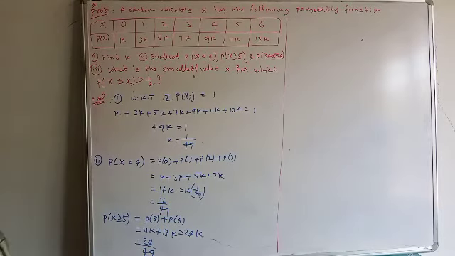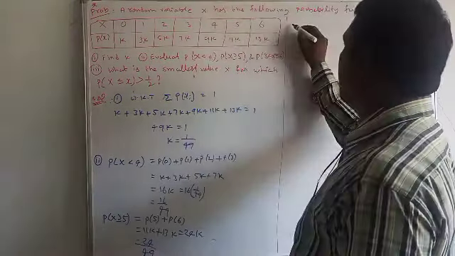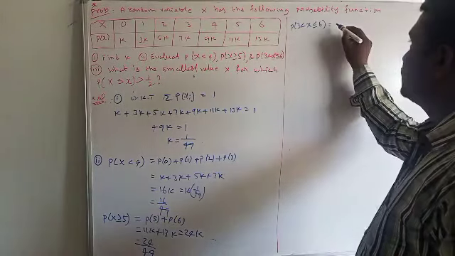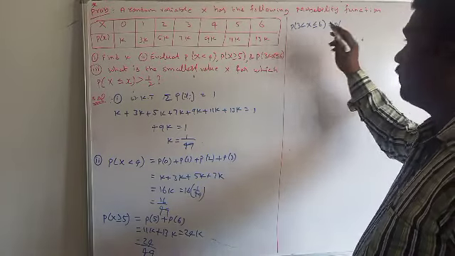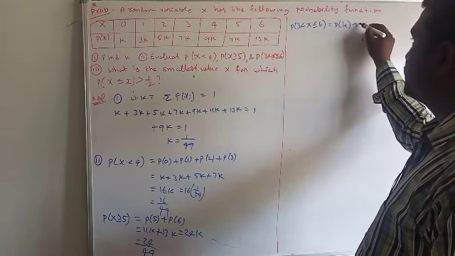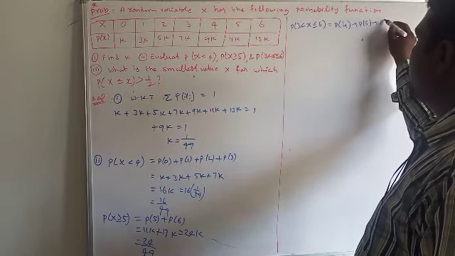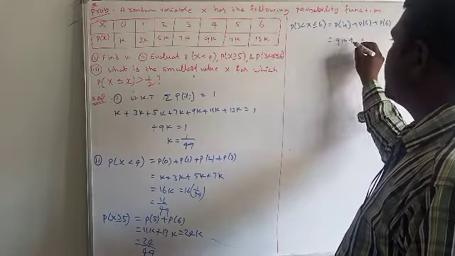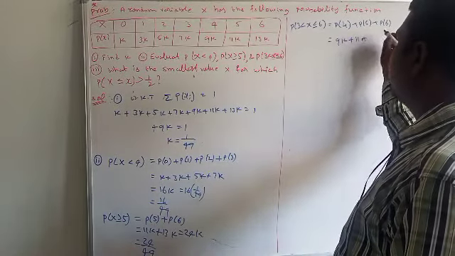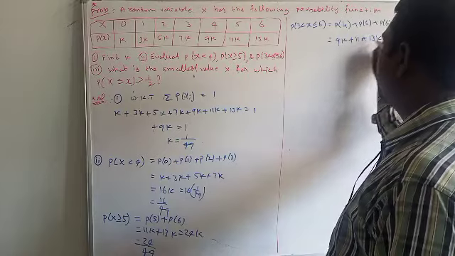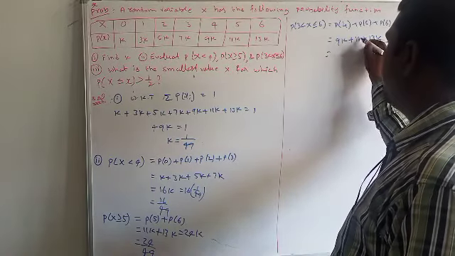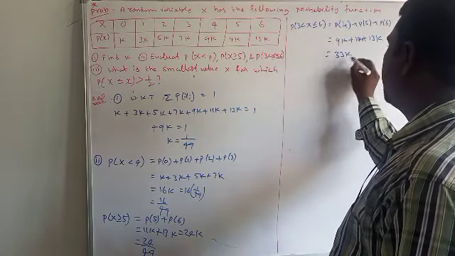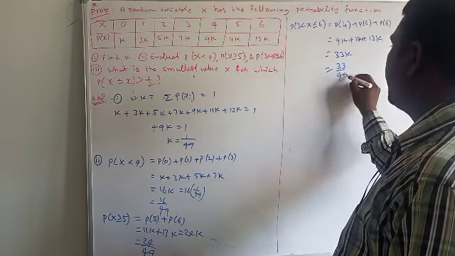Next one, you have to find probability of 3 is less than x is less than or equal to 6. This means 3 is not included, so we start from 4. It is the probability of 4 plus probability of 5 plus probability of 6. This is equal to probability of 4 means 9k plus probability of 5 means 11k plus probability of 6 means 13k. 9 plus 11 is 20, 20 plus 13 is 33k, and this is 33 by 49.